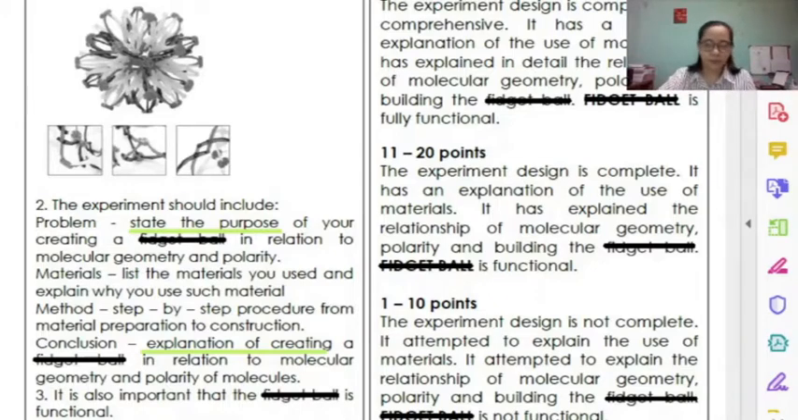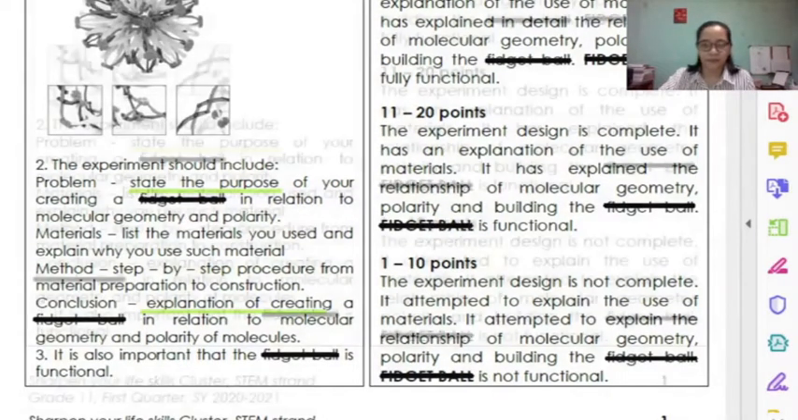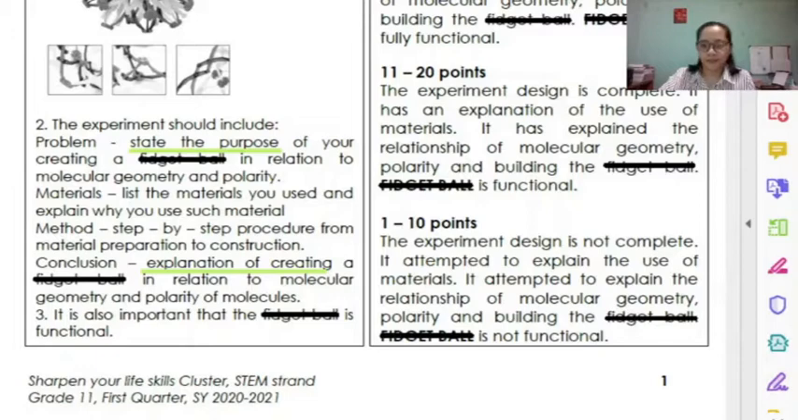And then materials: you list down all the materials you will be needing and then explain why you chose such materials. The step-by-step process should be included in the design. And then the conclusion is the explanation of creating the Haberman sphere or expanding ball. Questions like, were you able to achieve your goal? Relate the study of geometry to the creation of the Haberman sphere or expanding ball. Questions like that should be in the conclusion.